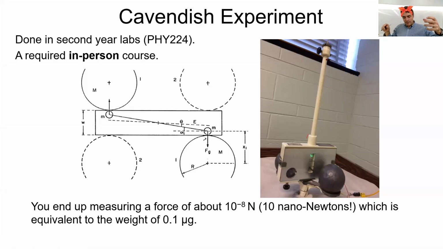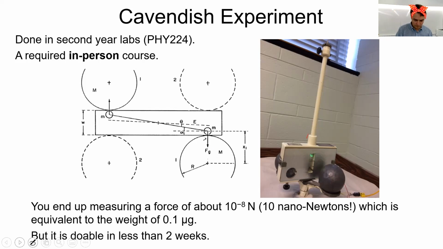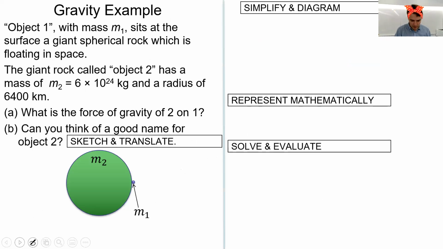Actually there's 2 lead balls that are behind the glass there so that there's no wind. And then you put 2 bigger lead balls outside, and you measure the attractive force between the big lead ball and the internal lead ball by seeing where they settle. And so this torsion wire gets stretched just a little bit. You reflect a laser light off a mirror in the middle, and you find the dot on the wall. It's a very, very small force, but it's measurable. So it's about 10 nanonewtons is what you measure. You can do it in about 2 weeks, so that's a fun course to take.